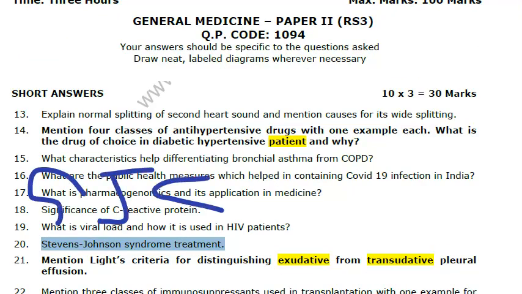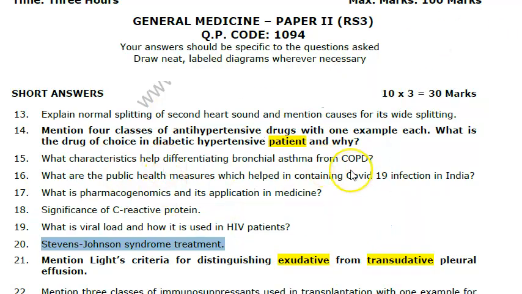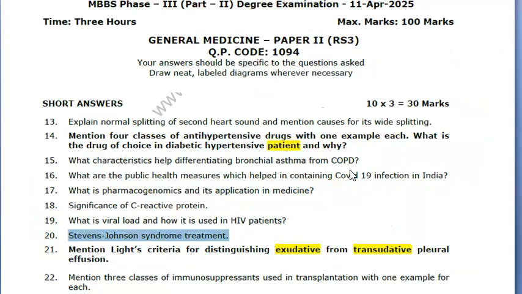Stevens-Johnson syndrome. What are they asking about it? Only the treatment. And for how many marks are they asking this treatment? For 3 marks. Okay. For 3 marks, they have asked Stevens-Johnson syndrome treatment. So to write the treatment, first of all, let us understand what it is.